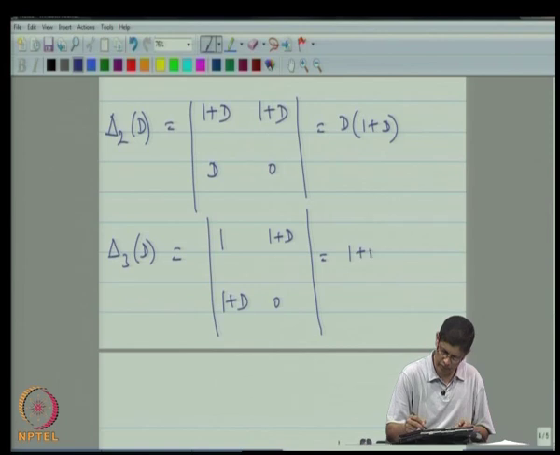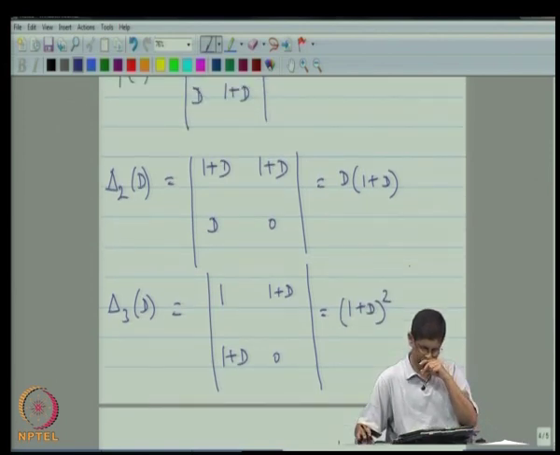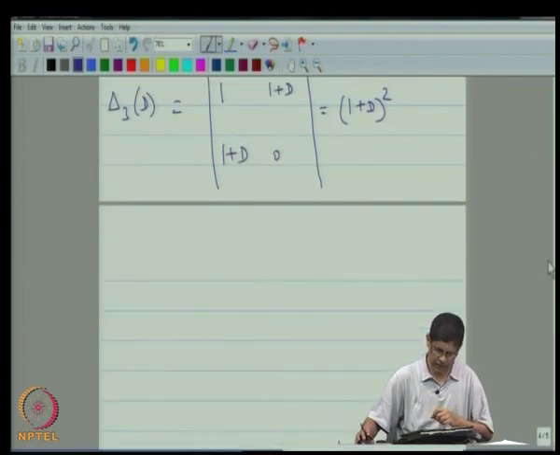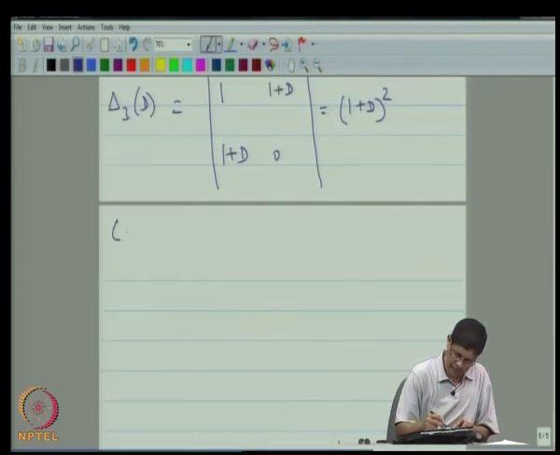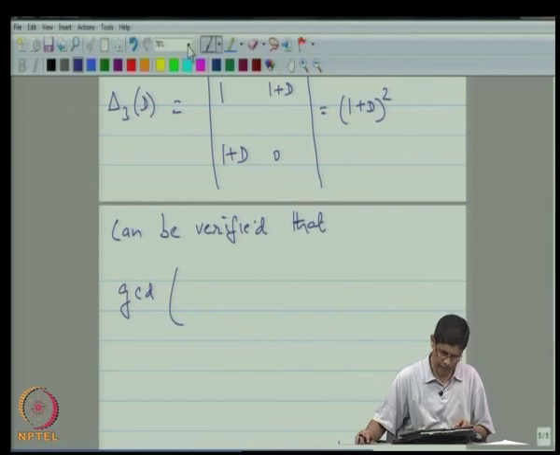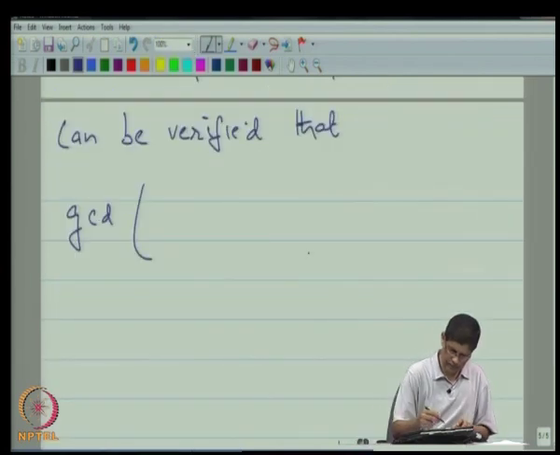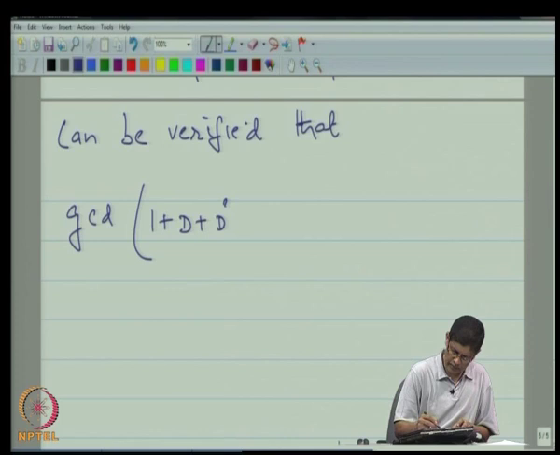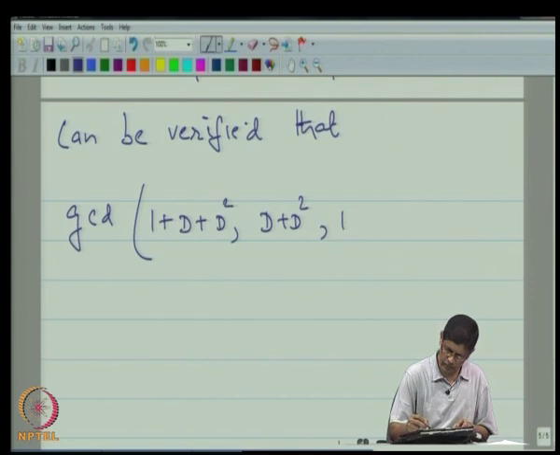So, this is 1 plus D the whole squared. Now, it can be verified that the GCD of 1 plus D plus D squared, D plus D squared, 1 plus D squared is actually equal to 1.